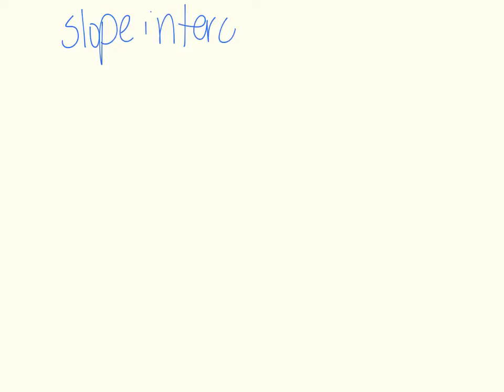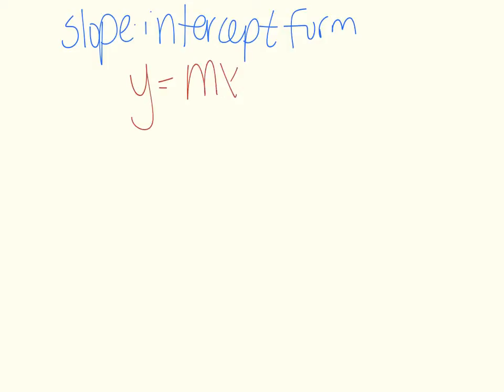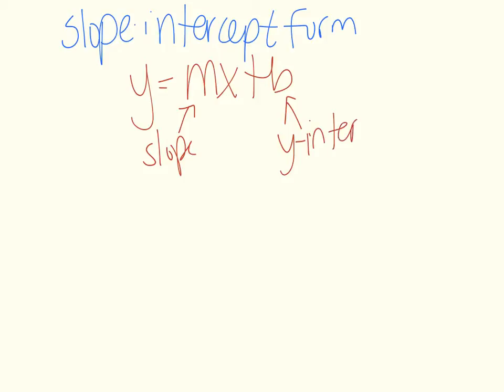The next thing you need to know is what's called the slope-intercept form. And this is a form to write the equation. And this is one that I'm sure all of you are familiar with. Y equals mx plus b. Remember that m is the slope and that b is the y-intercept. And we've talked about that a little bit in class before, just to kind of refresh your memory.